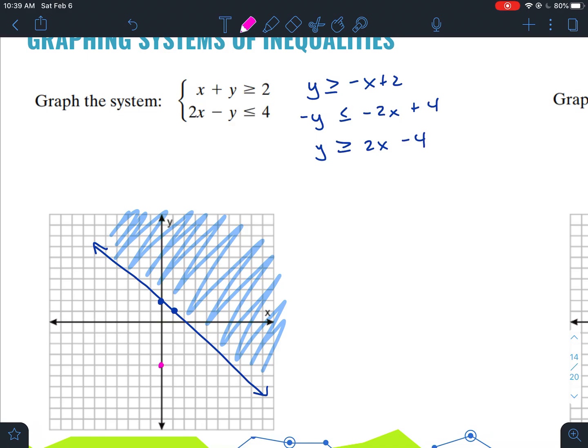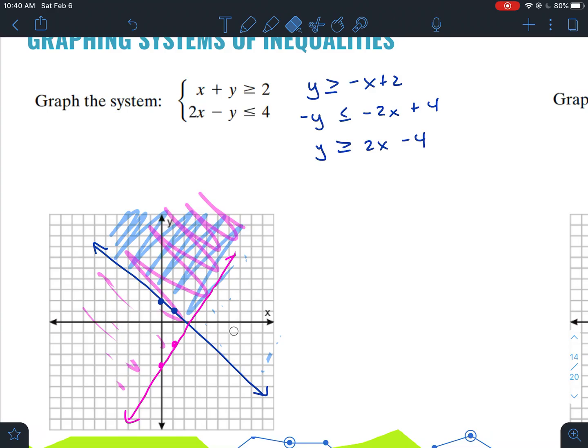So 4 down, 1, 2, 3, 4, and then up 2 over 1. And again, this is going to be a solid line. And you are shading above the line again, so everything above the line. And then my solution is where those shadings overlap, so you can erase the rest of the shading where they're not overlapped.